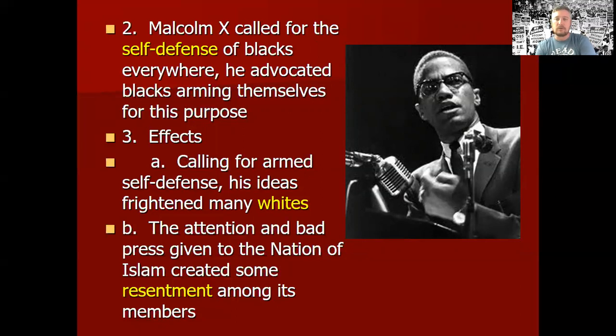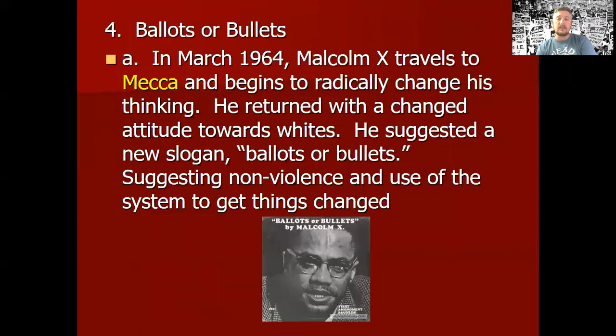So, they paint Malcolm X as a radical. They're very frightened by his ideas. And the Nation of Islam actually does start to get some negative press associated with it. And it does create some resentment among its members. And I mention that because that will sadly become key towards the end of Malcolm X's life.